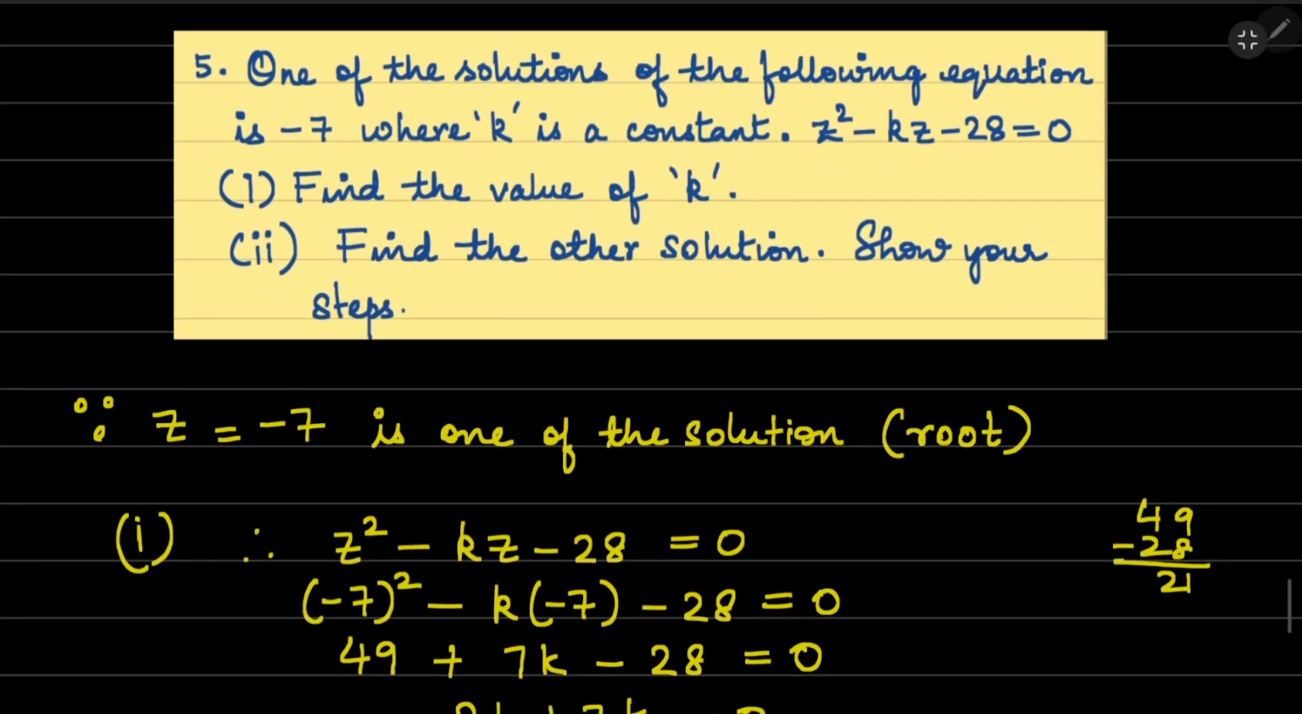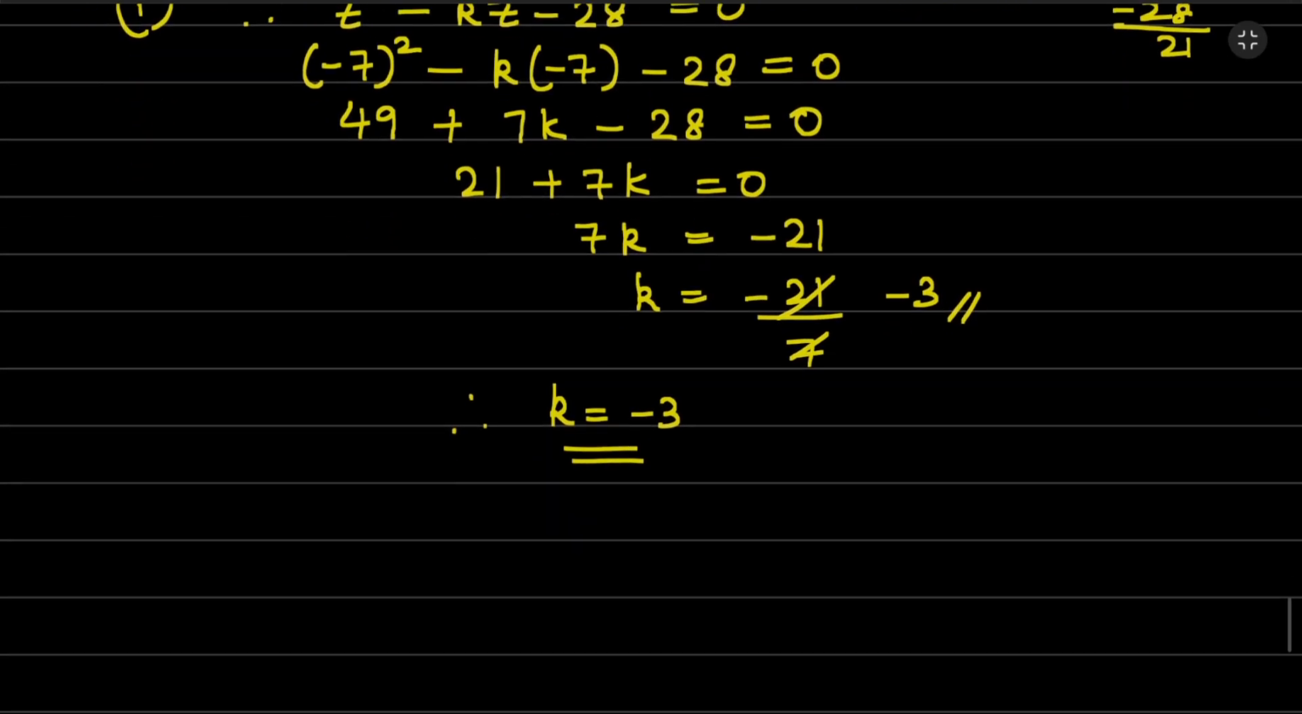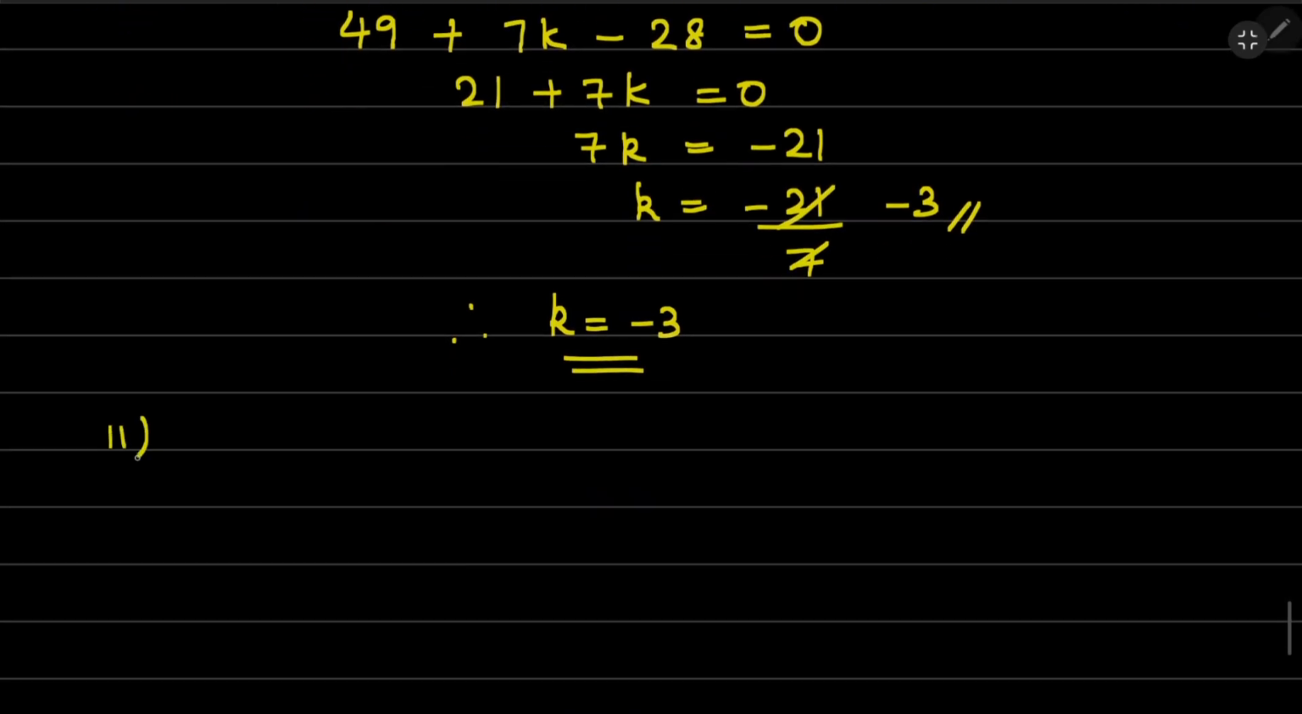Okay, the first question is done. The second question: find the other solution, show your steps. So one of the solutions is given to you. That means one root is given to you. You have to find the other root. So let's do it. We know the value of k, right? So let's substitute k equal to minus 3 in the given equation.